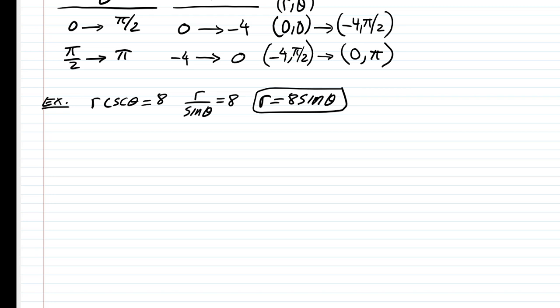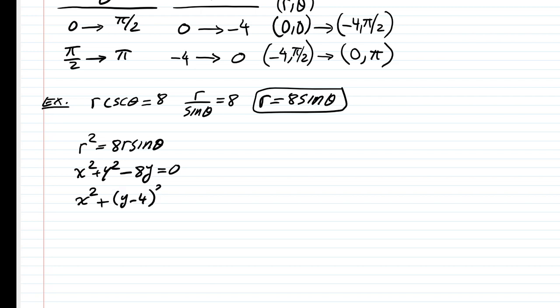If you want the Cartesian form, it's easy. Multiply both sides by r, r squared equals 8r sine theta, and that's x squared plus y squared equals 8y, since r sine theta is y. Subtract 8y to bring it to the left, and then you can complete the square on this one. You can do that step yourself. That's going to be x squared plus (y minus 4) squared is equal to 16. The reason for 16 is that the next step you're going to add 16 to both sides to complete the square in y. Okay, this is a circle centered at (0, 4) with a radius of 4.